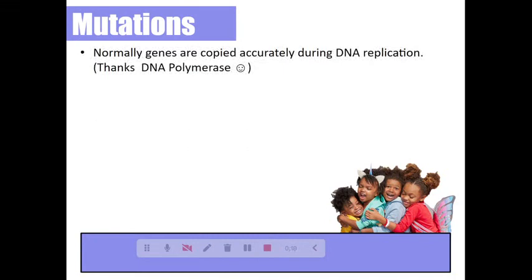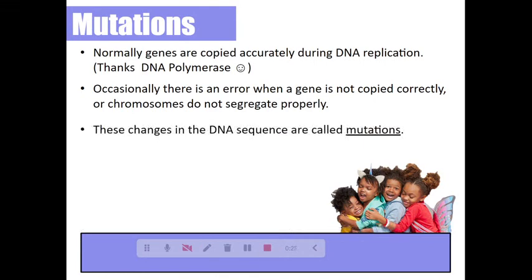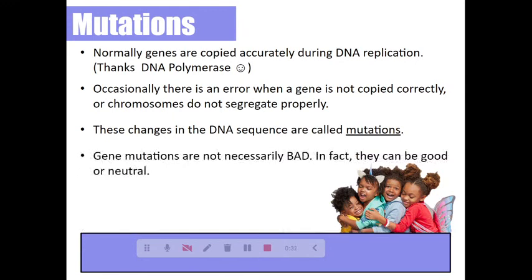Normally, genes are copied accurately during DNA replication. Thank you, DNA polymerase. But occasionally, there is an error when a gene is not copied correctly or chromosomes do not segregate properly. These changes in the DNA sequence are called mutations. Not all gene mutations are necessarily bad. In fact, they can be good or they can just be neutral.